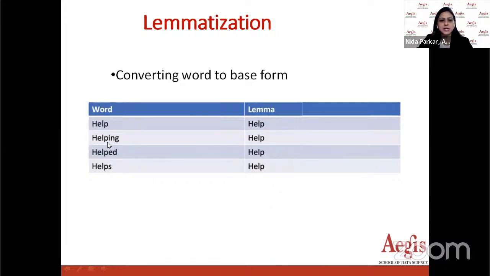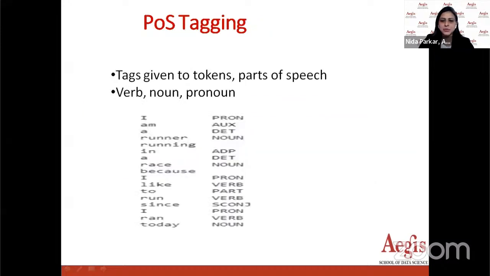So it will keep formality as it is and not change it to anything else. Another example that you can see over here: suppose there are different words like help, helping, helped. So these words are converted to the base word that is help. If you take a look at these words, all of them have their base word to be help. So that is what lemmatization is all about.